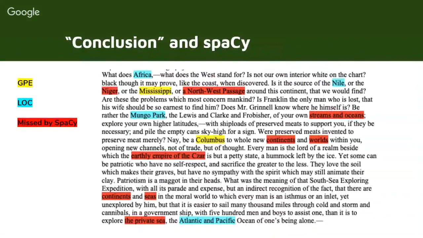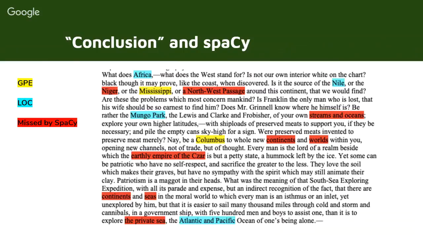So what I did with all this information is that I went through the actual text and I highlighted the words that I found using Control-F. And so for GPE tags, I did yellow, LOC in blue. I didn't highlight the one from this paragraph because there was no FAC. And then if it was missed by spaCy, I highlighted it in red.